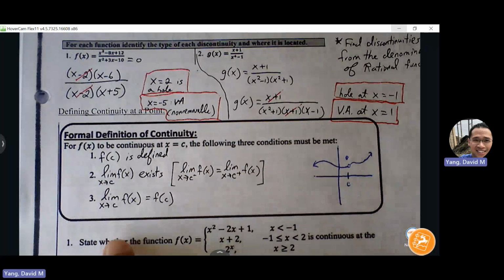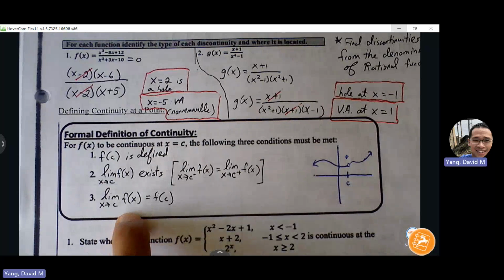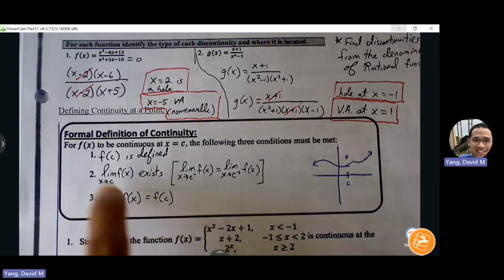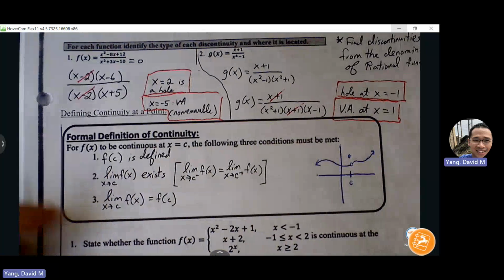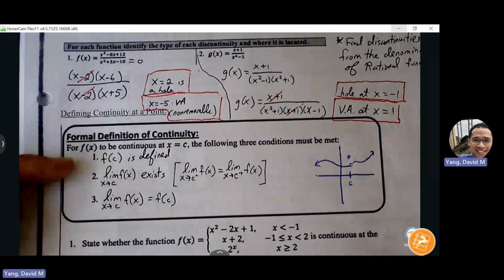Now, the third condition basically says, look at what you gathered from 1 and 2.